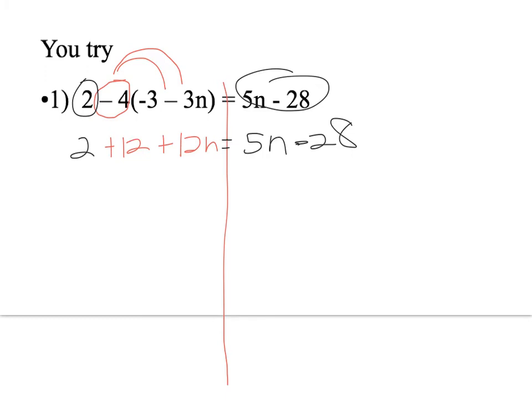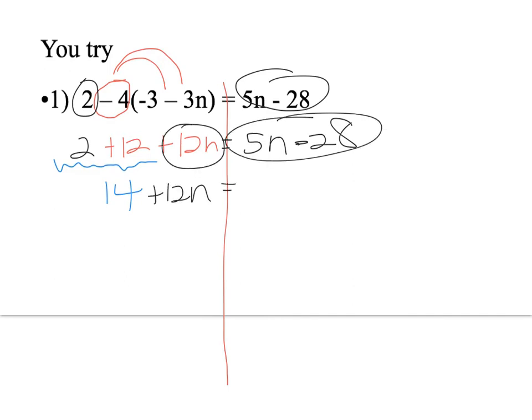Alright, step 2 would be to combine like terms. Our like terms are 2 and 12. Those are both constants, and they're on the same side of the line. 2 plus 12 is 14. Everything else drops down. Our plus 12n, our equals, and then again this entire side.